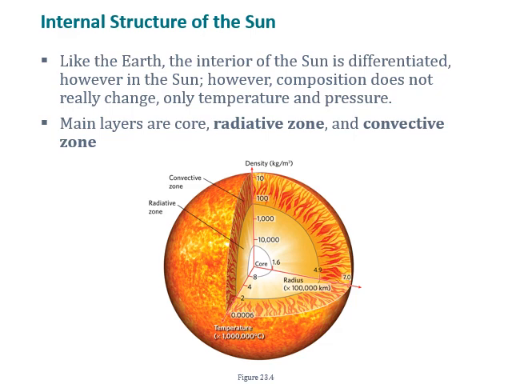Here is a picture of the internal structure of the Sun. Like the Earth, the interior of the Sun is differentiated, although in the Sun, composition doesn't really change. It's only differentiated by temperature and pressure. The main layers are its core, its radiative zone, and its convective zone, shown in the figure below.